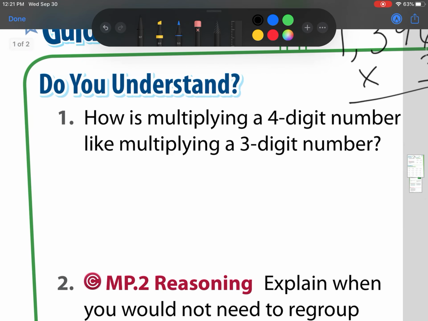It says, how is multiplying a 4-digit number like multiplying a 3-digit number? Well, you use the same steps. You use the same process. You use the same method of multiplying.